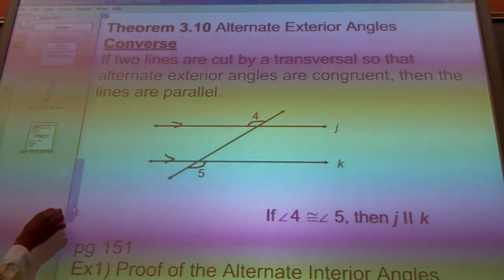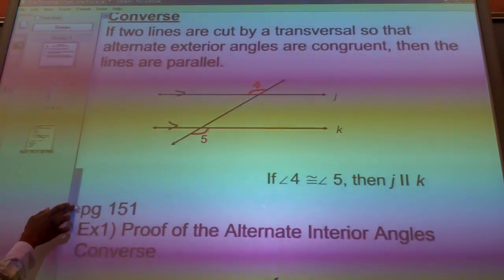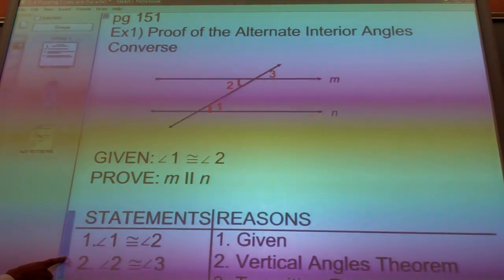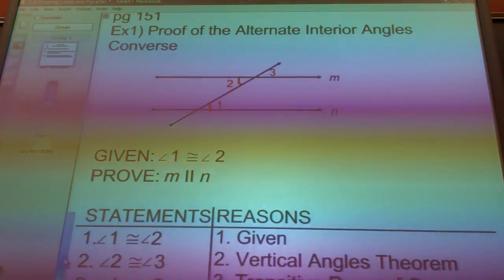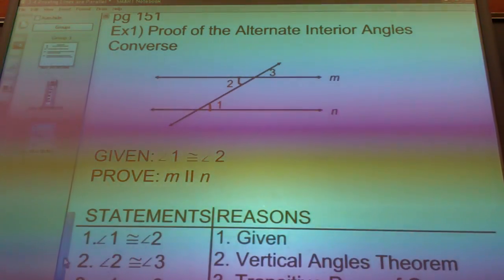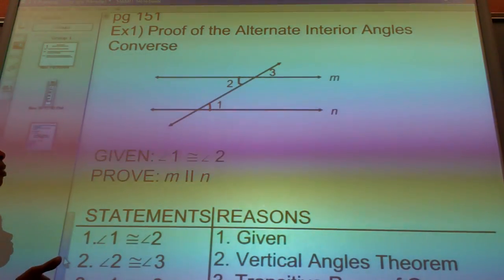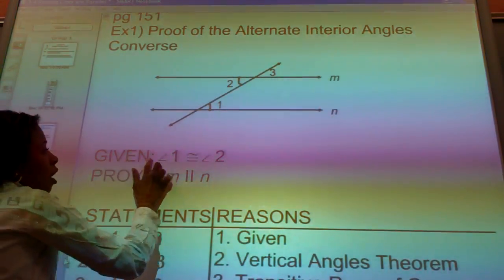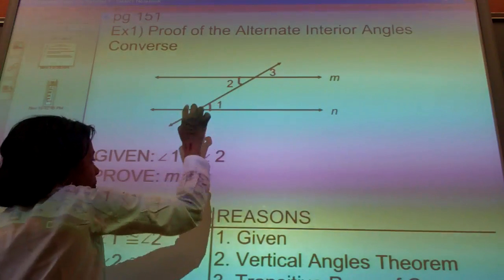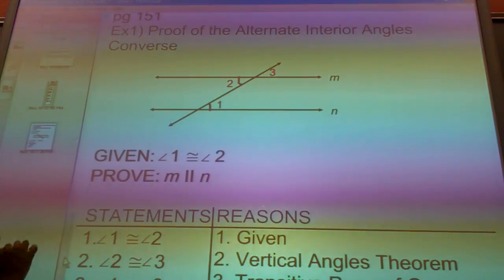All right, you're on page 151 of your textbook. There's an example 1 proof for alternate exterior angles, converse. And just remember the steps that you have for writing proofs. Step 1 is to write the given information and draw a picture of it. What we're given is this diagram, so we don't have to draw a diagram. It's provided for us. And we also are given that angle 1 is congruent to angle 2. Looking at the diagram, we're asked to prove that these two lines are parallel to one another.